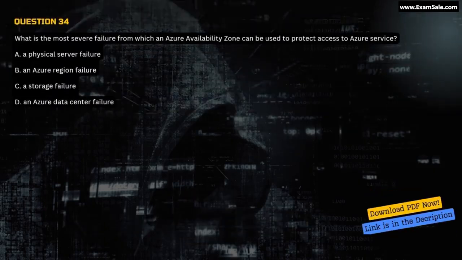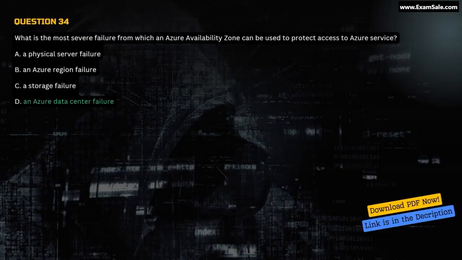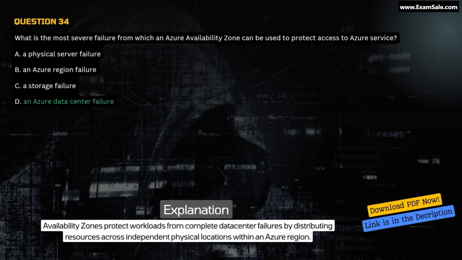Question 34. What is the most severe failure from which an Azure Availability Zone can be used to protect access to Azure service? A. A physical server failure. B. An Azure region failure. C. A storage failure. D. An Azure Data Center failure. Correct answer D. An Azure Data Center failure. Explanation. Availability zones protect workloads from complete data center failures by distributing resources across independent physical locations within an Azure region.